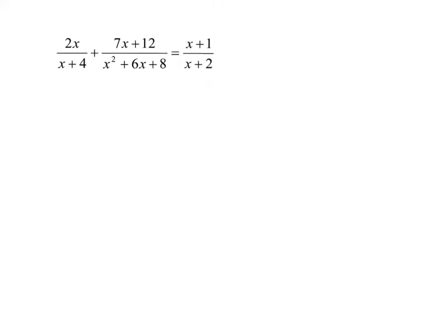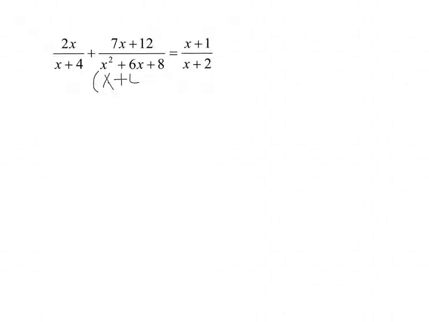We have one last example. 2x over x plus 4, plus 7x plus 12 over x squared plus 6x plus 8, equals x plus 1 over x plus 2. Before I identify the LCD, I'm going to factor my second term's denominator. It's going to factor as x plus 4 times x plus 2. Now the only terms that appear in my denominator are x plus 4 or x plus 2, so that's going to be my LCD: x plus 4 times x plus 2.